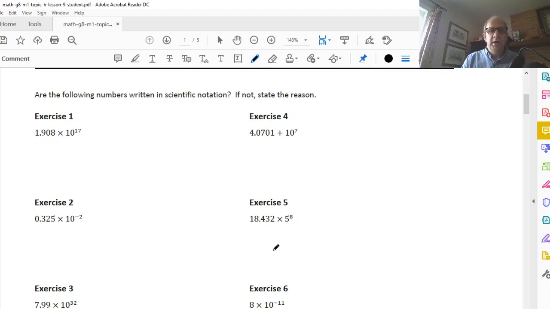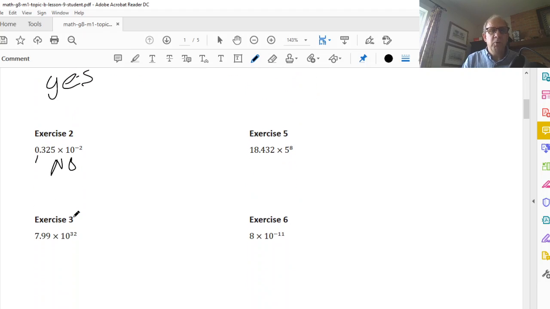Which one of these are scientific notation? 1.908 times 10 to the 17. This is between 1 and 10, so yes, this is scientific notation. 0.325 times 10 to the negative 2? No, because this is a 0. It's less than 1. So this is a no. What about this one? 7.99 times 10 to the 12th? Well, 7.99 is between 1 and 10. So this is a yes.